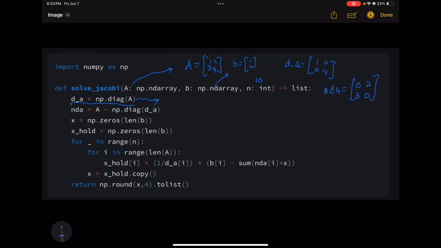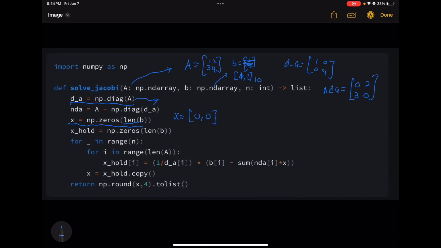And we would set our initial guesses to x at 0. So x would be 0, 0. And this would have the length of b, and in this case, b probably looks more like this, 1, 1. So it would have the length of b. We also have an x hold. We use this for the update process, but you'll see it later on in the loop.